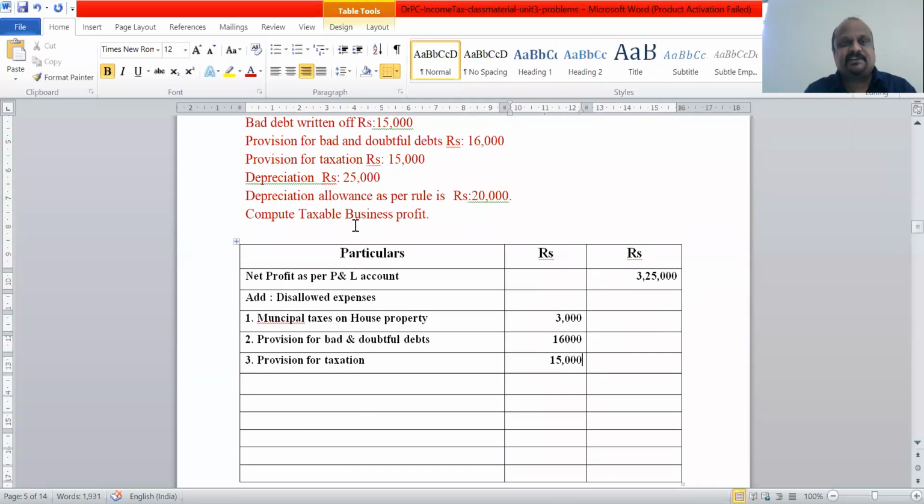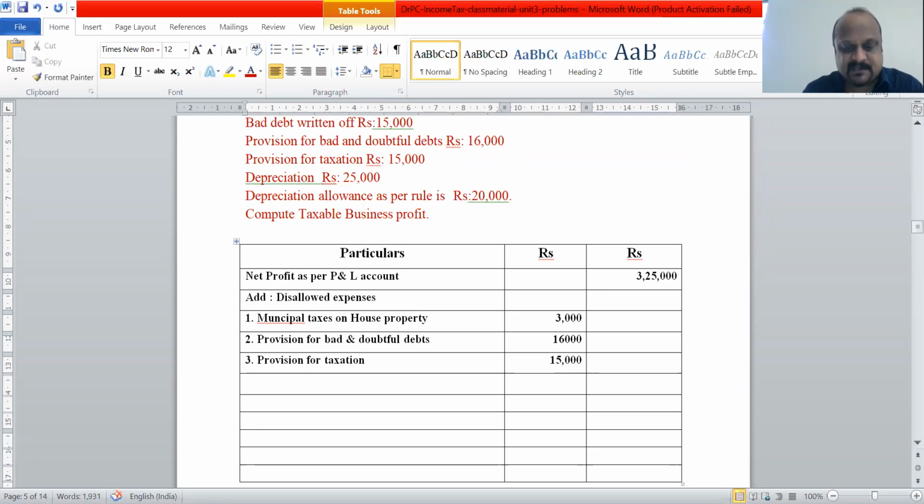And then depreciation. They have given depreciation. As I said, depreciation is an allowable expenditure, but the depreciation here is rupees 25,000. See this next adjustment here: depreciation allowance as per rule is only 20,000. So he has claimed a depreciation of 25,000, but the IT rule says that only 20,000 is allowable, not 25,000. That means he has claimed an excess 5,000 rupees against depreciation, which is more than what is allowed, and that should be added back.